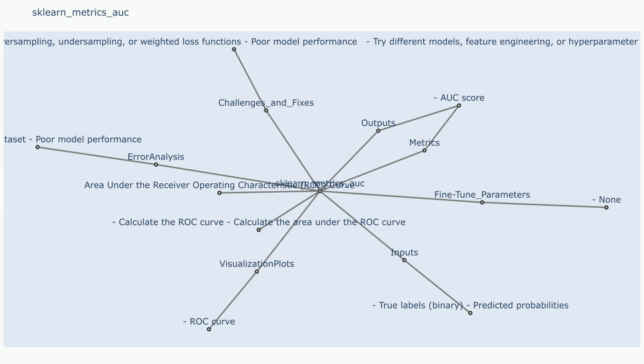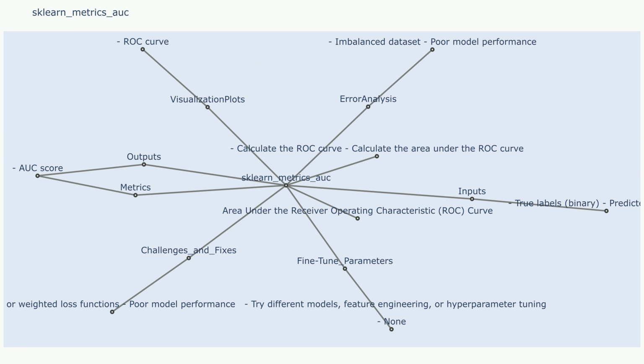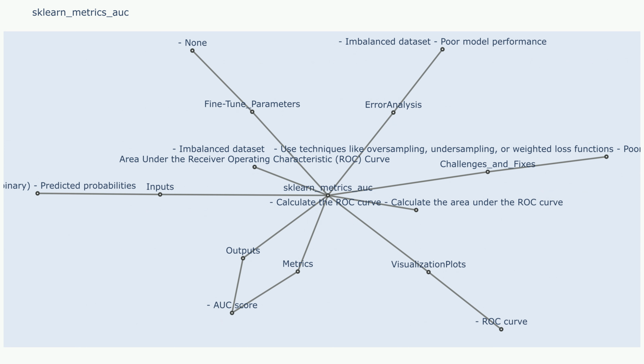Challenge 2: explain in detail nonlinear decision boundaries. AUC is particularly useful for evaluating classifiers with linear decision boundaries. For nonlinear classifiers, the AUC might not be as informative.